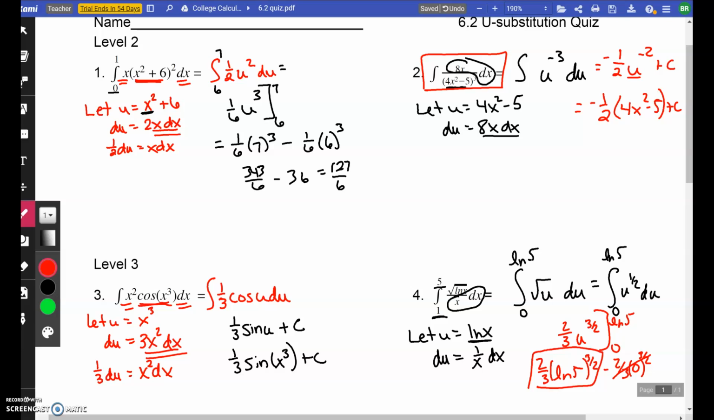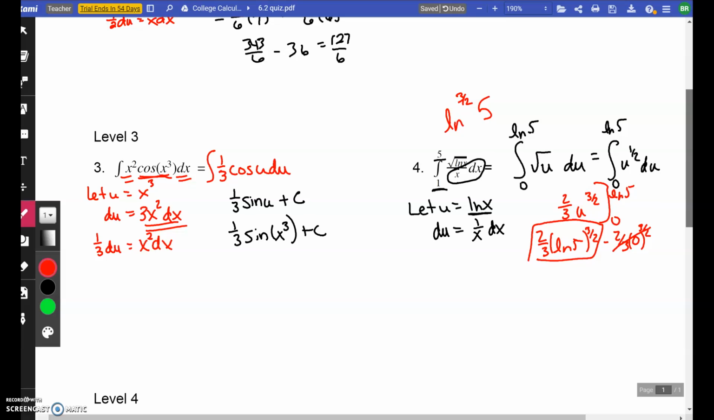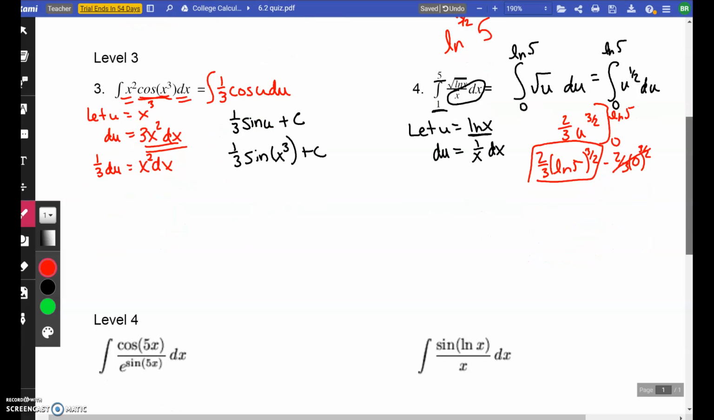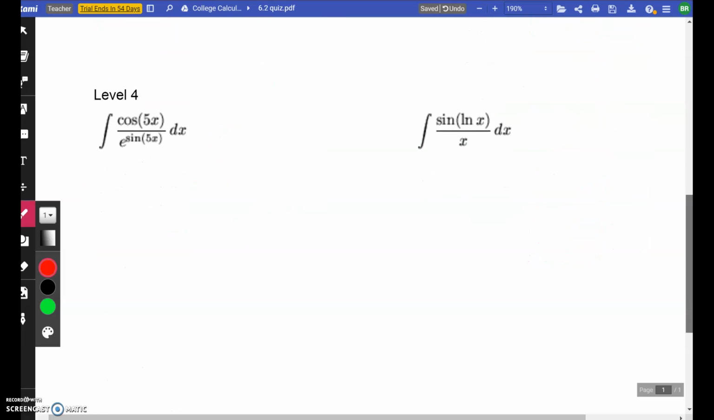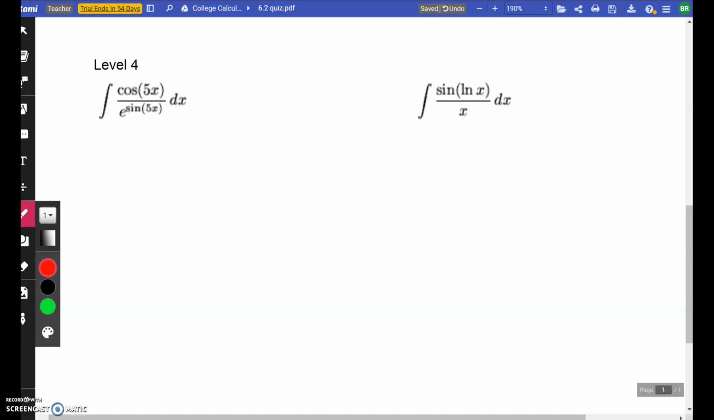For some reason, I saw a lot of people doing this, ln of 5. I'm not sure where that came from because I've never seen that before, but I suppose that would be okay. It just got me curious. All right, next up, level 4 obviously got a little bit harder.